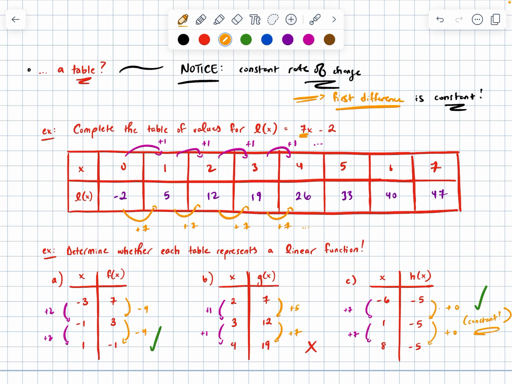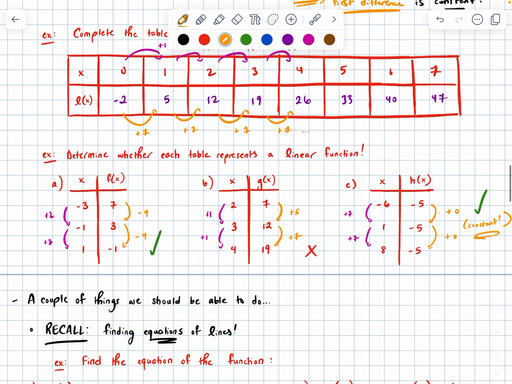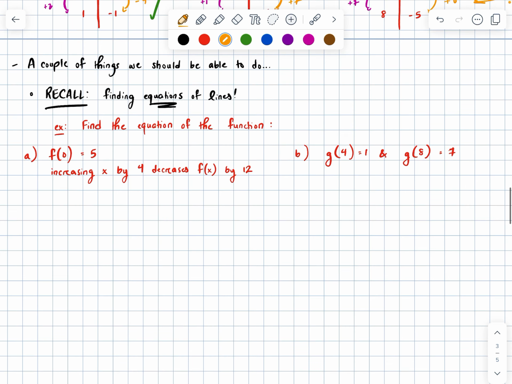Fantastic. So this is the main stuff I want us to know. And now just for a little bit of review, when it comes to linear functions, there are a couple of other things that we should be able to do as well. The first of which is identifying equations of lines.